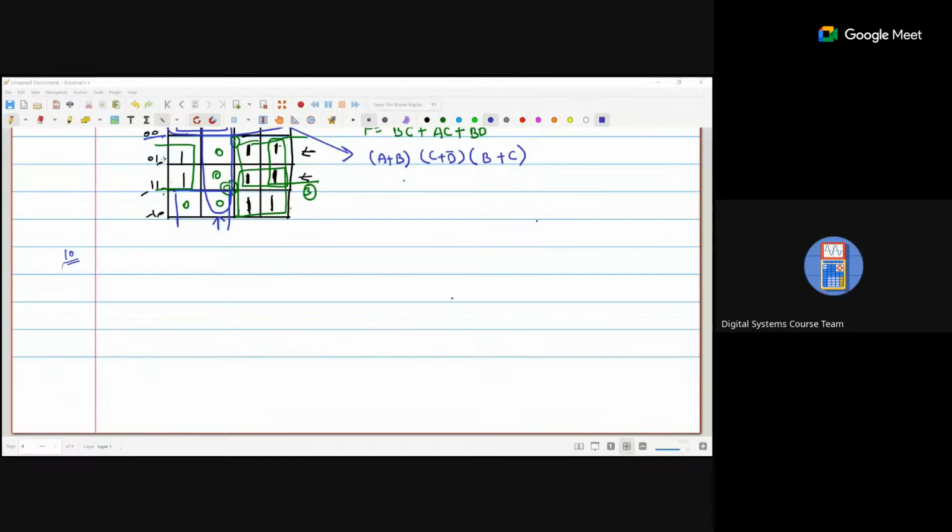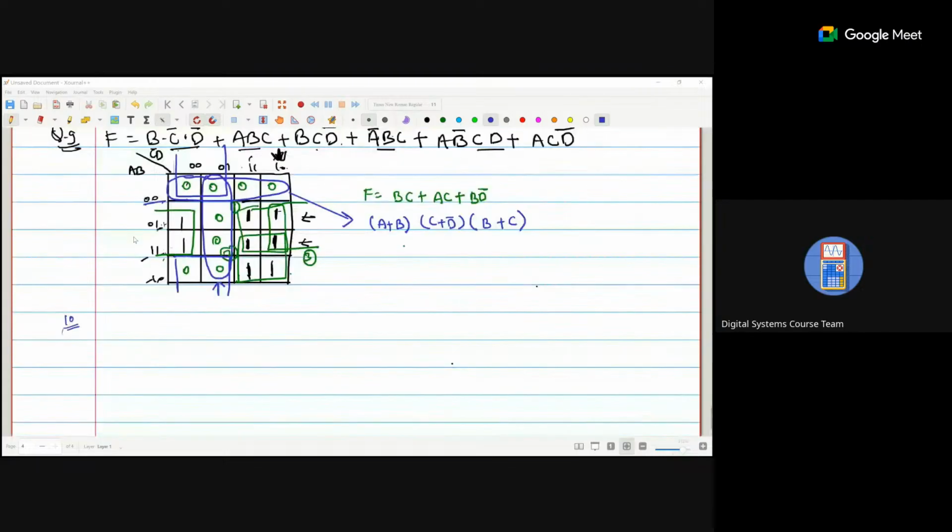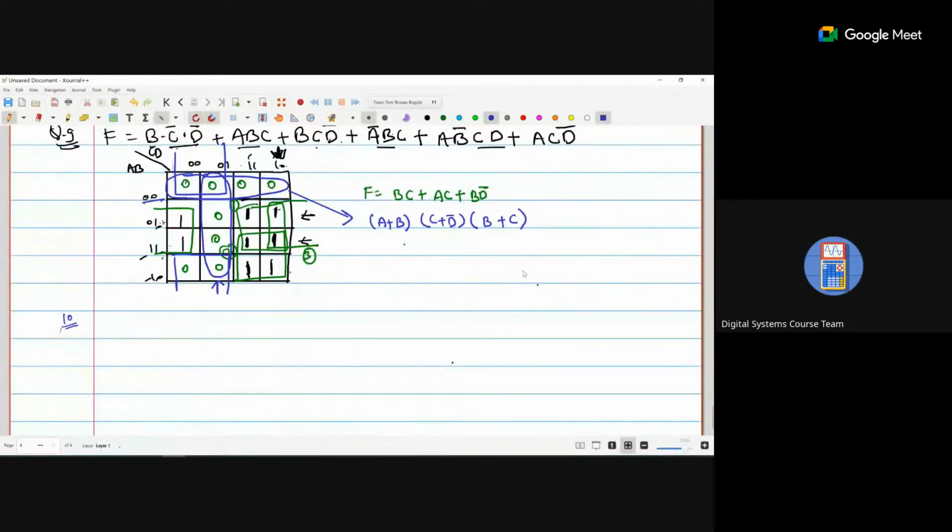We have to implement, I think, the same expression. Check. B C bar D bar, okay. A B C, B C D bar, A bar B C, A B C D bar, and B C D. So this is the term. Now I have to implement with the NAND gate. So what should I do?